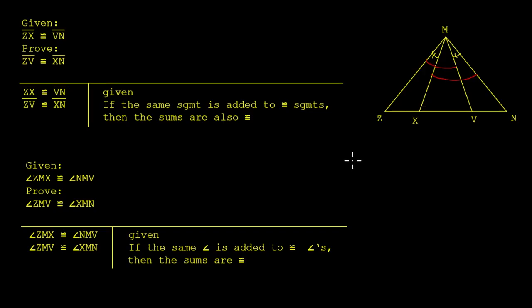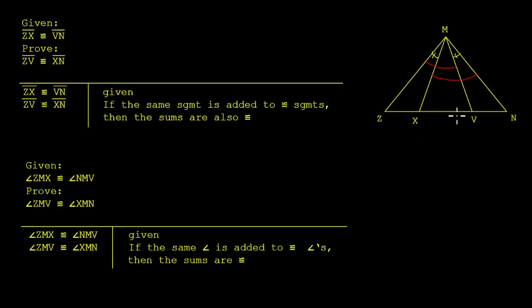So again, what you'll see here, like the other proof, is we are adding the same angle to these two congruent angles. This is different than the theorem: if congruent angles are added to congruent angles, then the sums are congruent. This one, angle ZMV is congruent to angle XMN, because if the same angle is added to congruent angles, then the sums are congruent.